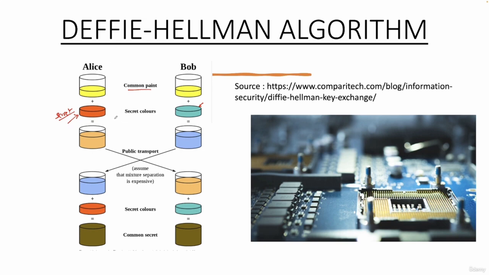Now comes the concept of mixing. We are mixing the colors. We take the common paint plus the secret color, and we come up with something like an orange color here. So Alice is coming up with an orange color, and Bob does the same thing.